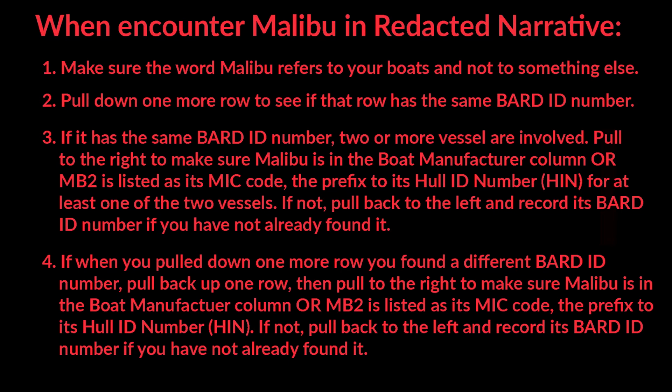If, when we pull down that one more row, we found a different BARD ID number, we pull back up to the first row, then pull to the right to check the boat manufacturer's column for Malibu, or the MIC code in the HIN column of MB2. If neither are found, we pull back to the left and write down the BARD ID number if we have not already found it. After we check each entry found by our search, we click Next, then move on to the next one. Okay, here we go.